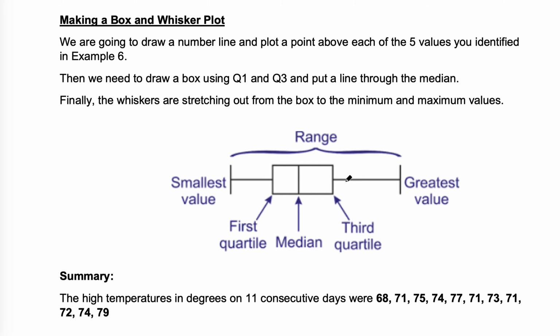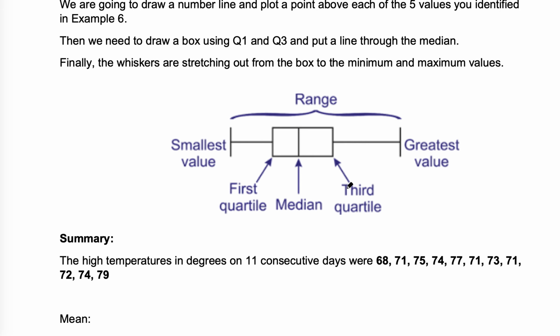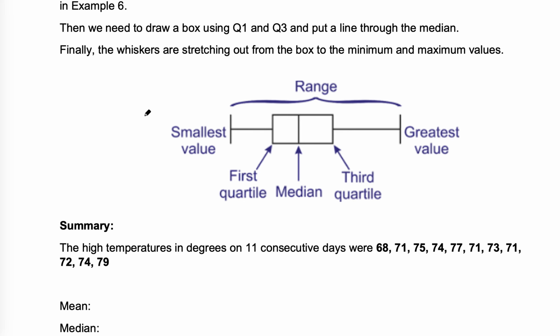Now, as you can see from this picture, what we're going to do is label the 5-number summary. We're going to start by finding the median, then finding the middle of the first half, the middle of the second half, and then identifying the smallest number and biggest number. And that creates the box and whisker plot.